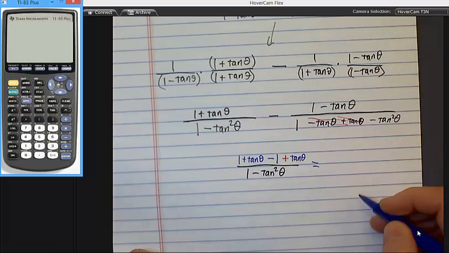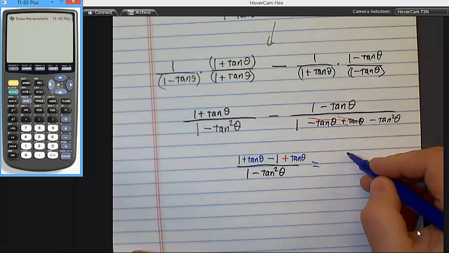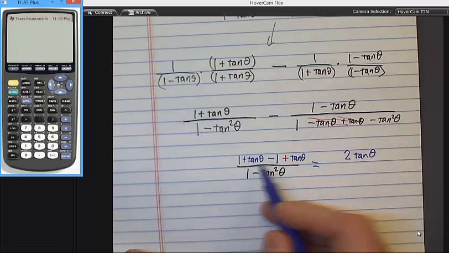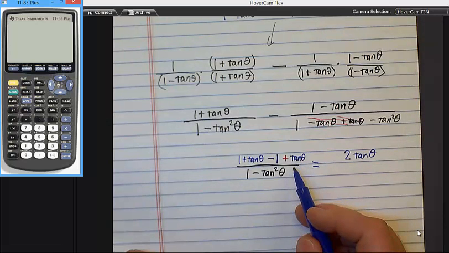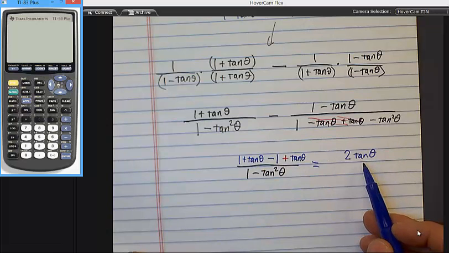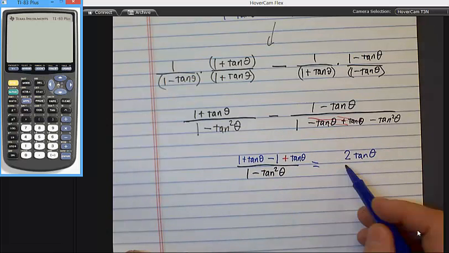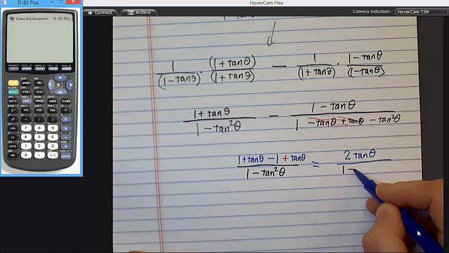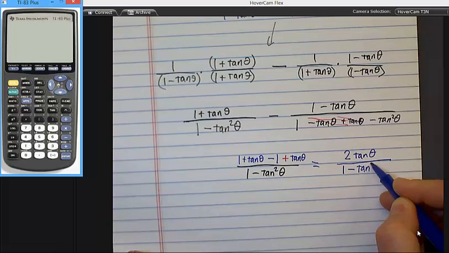Okay, so what do we get in the numerator? 2 tangent theta, because tangent theta plus tangent theta is like x plus x is 2x. Tangent theta plus tangent theta is 2 tangent. What happened to the 1s? They're gone. All over what? 1 minus tangent squared theta.